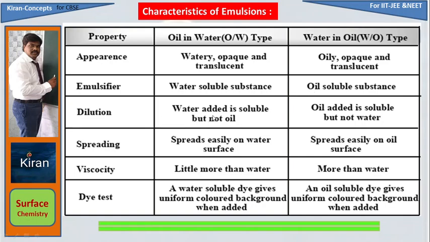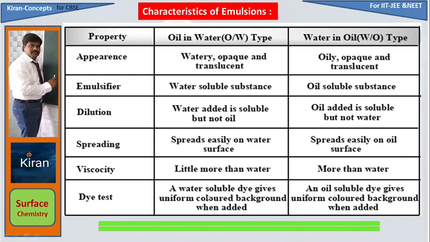Dilution: when you add water, the water added is soluble but not oil. In the other type, oil added is soluble but not water. When you add oil, only oil is soluble. When you add water, here only water is soluble. Spreading: it spreads easily on water surface; the other spreads easily on oil surface. Viscosity: a little more than water.